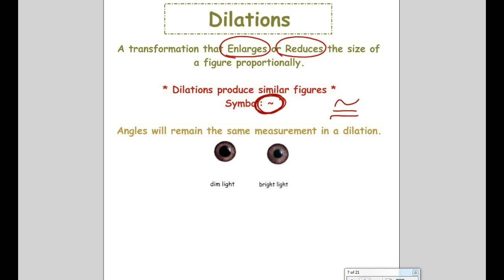So, equal sign with a squiggly on top means congruent. Plain old squiggly means similar. Congruent is same size, same shape. Similar is just same shape. The size is going to be different, obviously. We're changing the size.